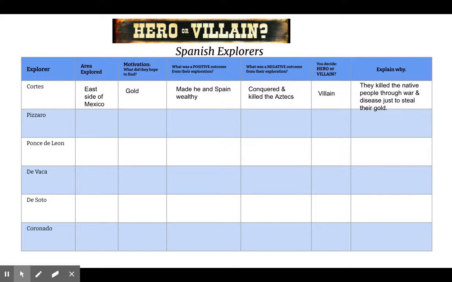Could there have been a better way? No, probably not, because he was wanting gold this whole time. So to me, he's more of a villain, but this is your opinion. You can fill that out as you want to.